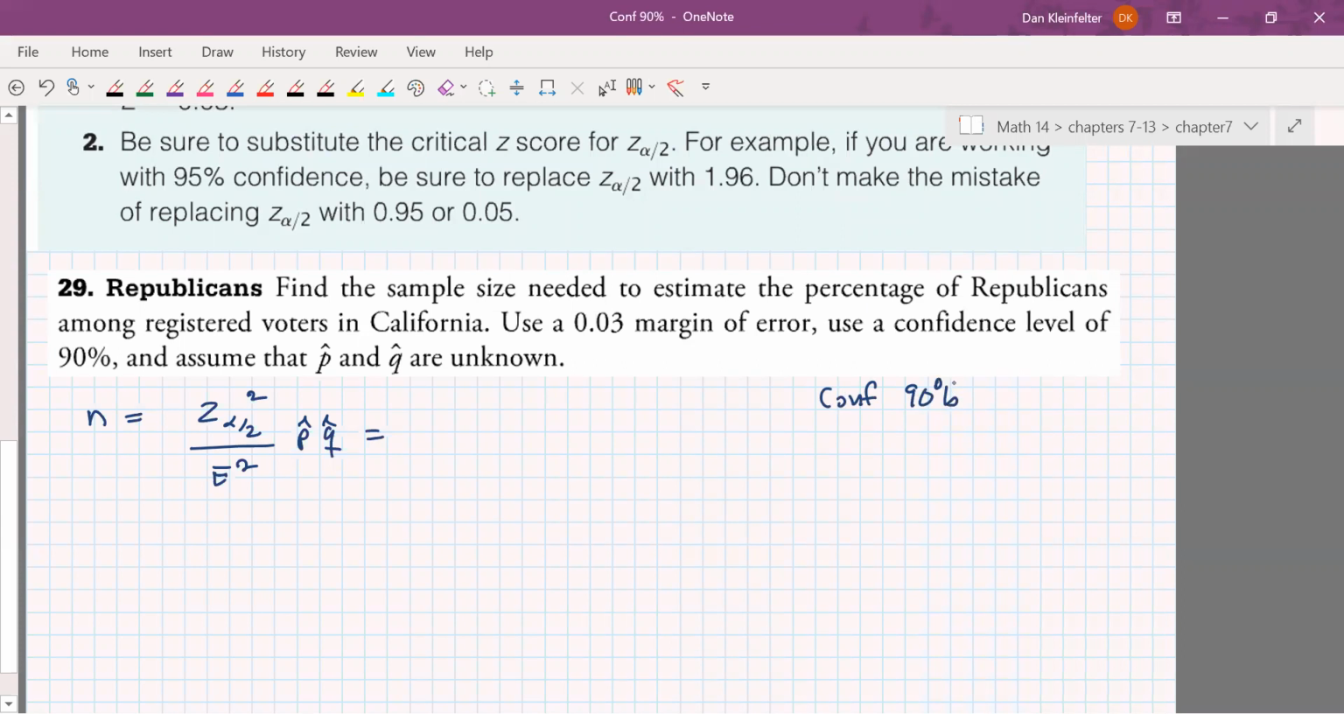Since it's a confidence of 90%, our Z.05 is 1.645. So we'll have 1.645 squared divided by E squared. And our E, our margin of error, is supposed to be 0.03. That will be squared. Our P hat and our Q hat are unknown, so we're going to use 0.5 for both. That 0.5 times 0.5 is where the 0.25 comes from. So then let's calculate.